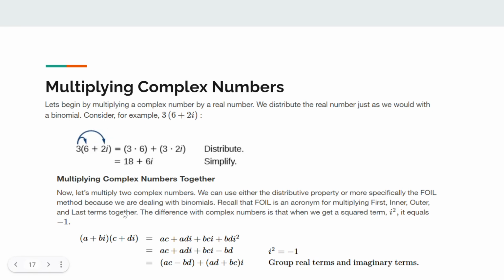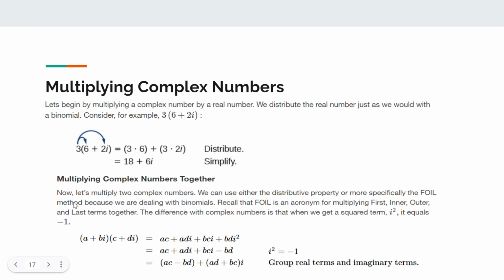We got two sets of complex numbers. So now let's multiply two complex numbers. We can use either the distributive property or, more specifically, the FOIL method, because we are dealing with binomials. Recall that FOIL is the acronym for multiplying first, inner, outer, and last terms together. The difference with complex numbers is that when we get a squared term, i squared, it equals negative 1.